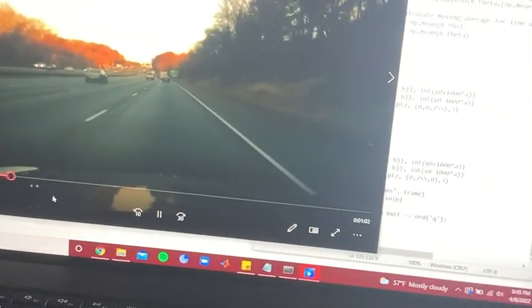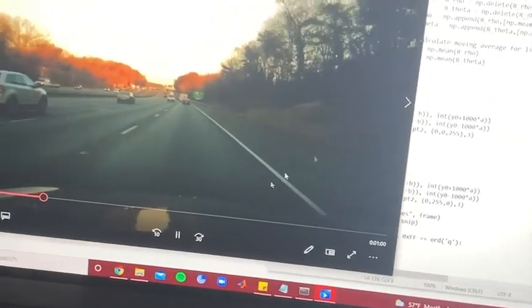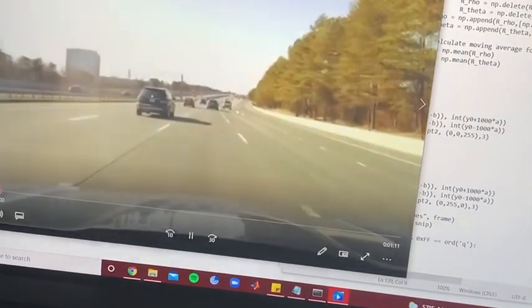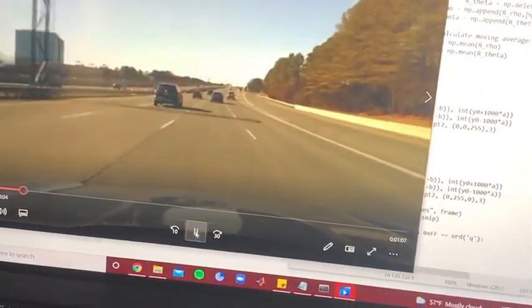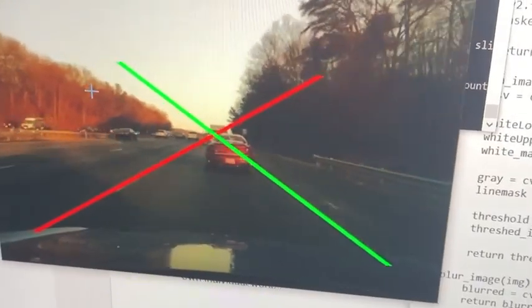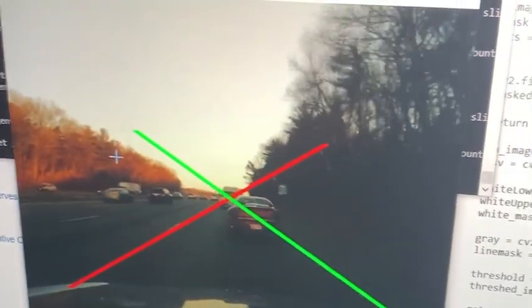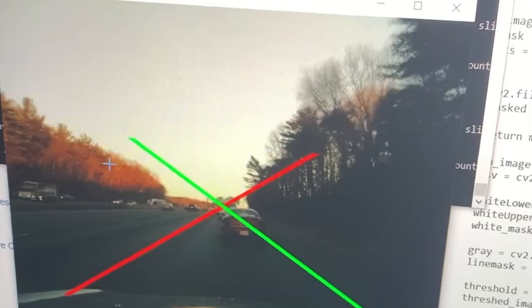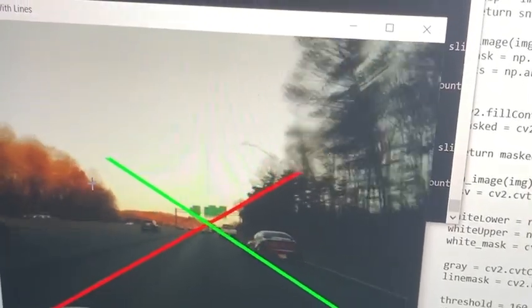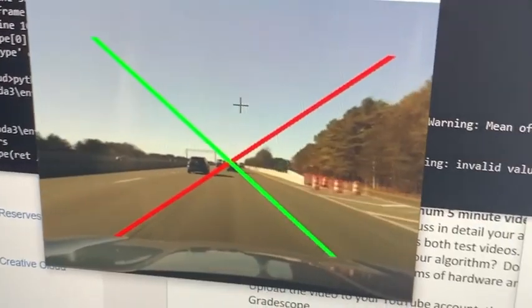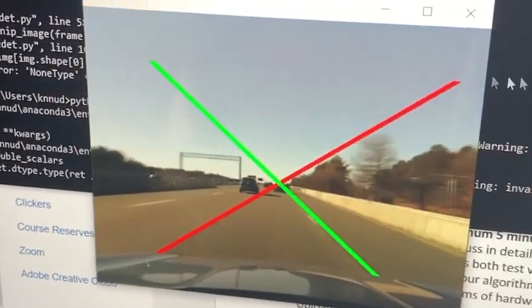I've created a Python algorithm that takes these two video files of a car driving on a highway and uses it to detect the lane lines on the highway. Here's what it looks like when you actually run the algorithm on Python, where the right lane line is detected and marked with a green line, and the left lane line is detected and marked with a red line.